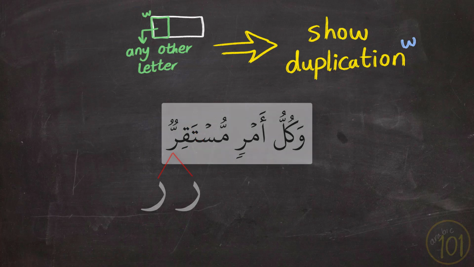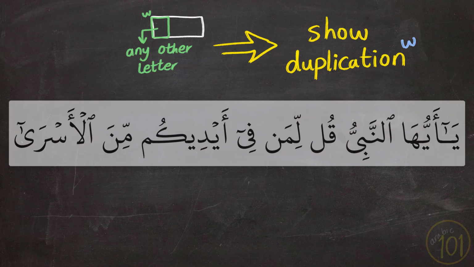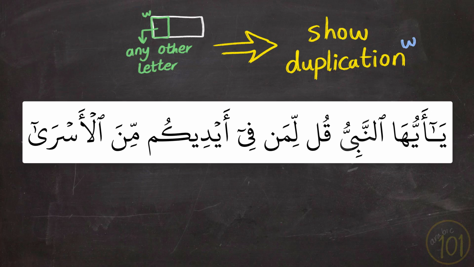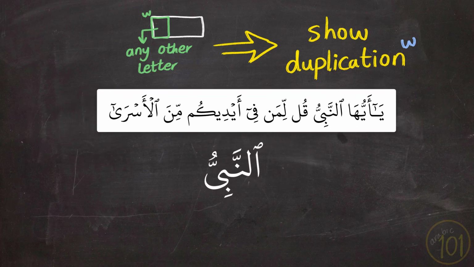So to understand this even better, let's study this example. Ya ayyuhan nabi, qul liman fi aydikum minal asra. So the word nabi is the word that we would like to stop at. So let's analyze this word letter for letter to understand how to do this properly.